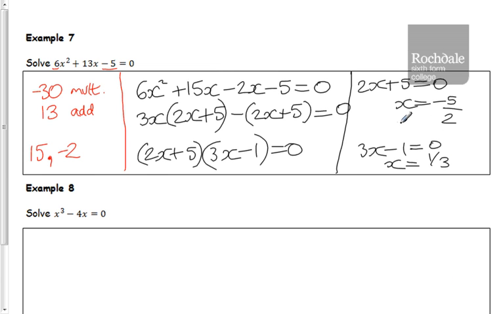So two values here, x is minus 5 over 2, or minus 2.5, and x is a third. I'd recommend you don't try and write that as a decimal, leave it as a fraction.